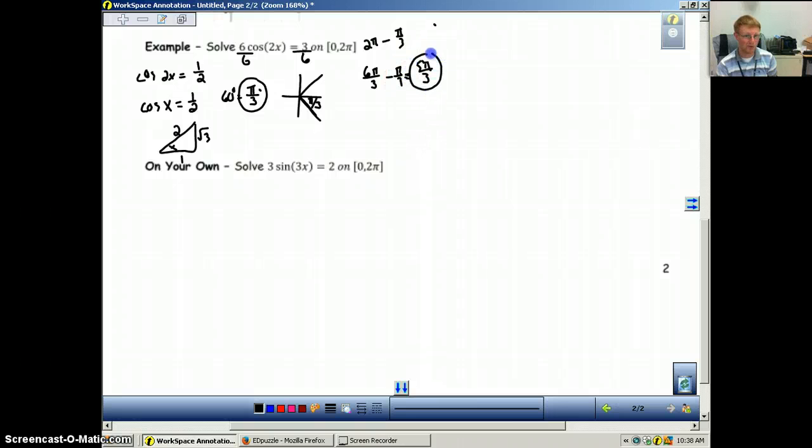Now, we're not completely done yet, so you want to make sure you keep following along. The next thing you've got to realize is that this number right here, this 2, changes everything. It changes the frequency.